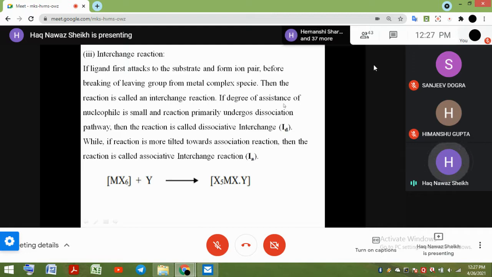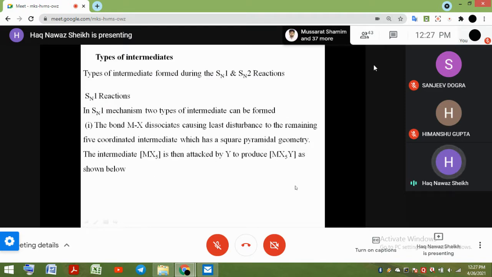If the degree of assistance of the nucleophile is small, the reaction primarily undergoes a dissociative pathway. Then the reaction is called dissociative interchange. If the bond breaking is faster than the bond formation step, then it is dissociative. While if the reaction is more tilted towards associative, that is, bond formation with Y is faster than the bond breaking with X, then it is an associative interchange mechanism. So there is a very thin borderline between associative interchange and dissociative interchange.